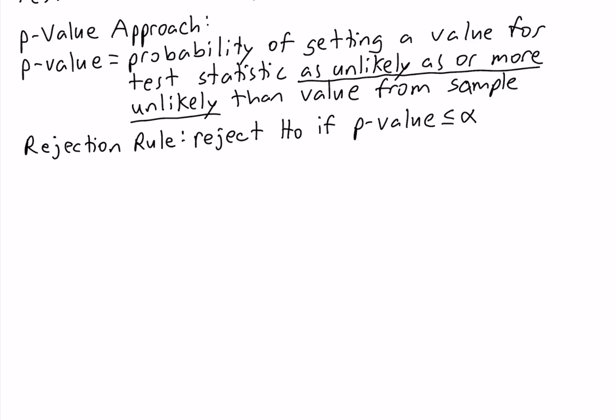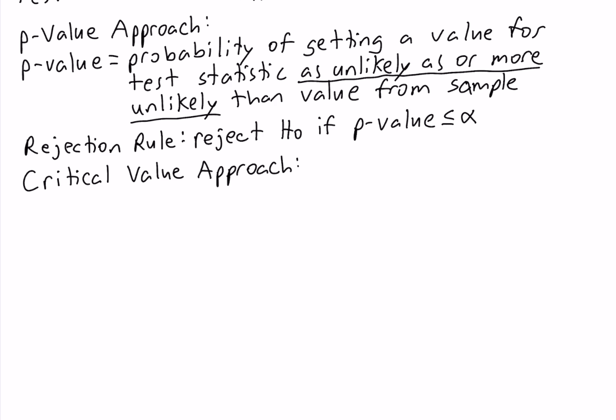So the second way of using the test statistic is with the critical value approach. Now, in the critical value approach, we're going to calculate actually 2 critical values here. Since it's a two-tailed test, there's going to be 2 critical values. If it's a one-tailed test, either a lower tail or upper tail, then there's only going to be 1 critical value. But in a two-tailed test, there's 2 critical values.